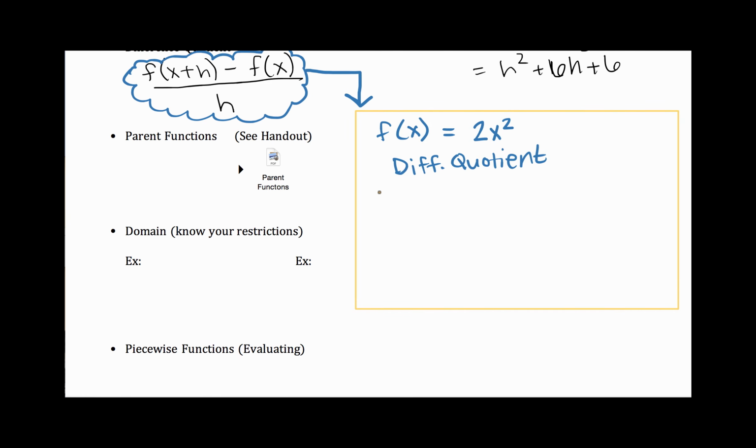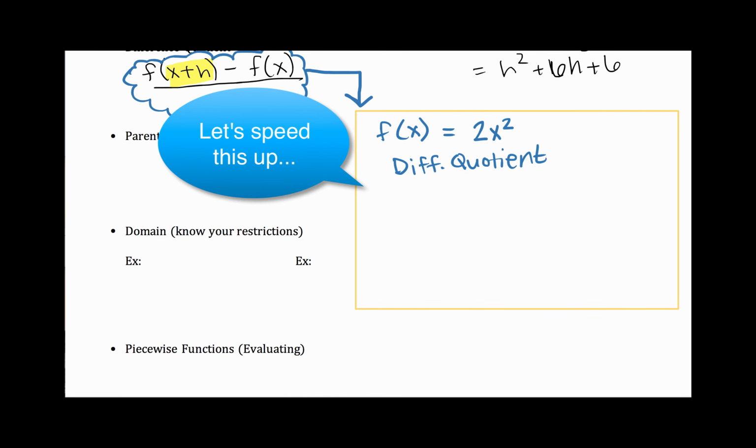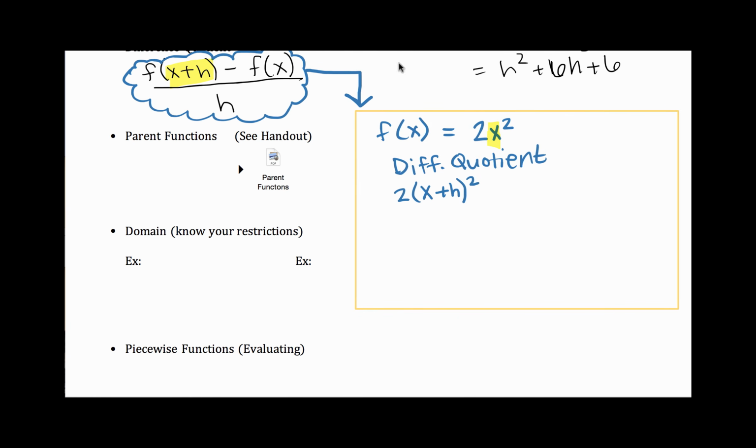and do my evaluation. So what is f of x plus h? Well, I'm going to go ahead and put x plus h in for my x. So let's do that. We would get 2 times x plus h squared, and then minus f of x. Well, that's simply f of x. F of x is 2x squared. So I'm going to go ahead and write minus 2x squared, and then all divided by h.